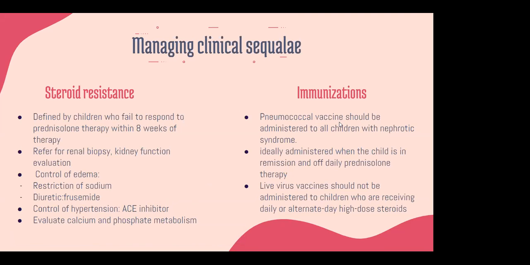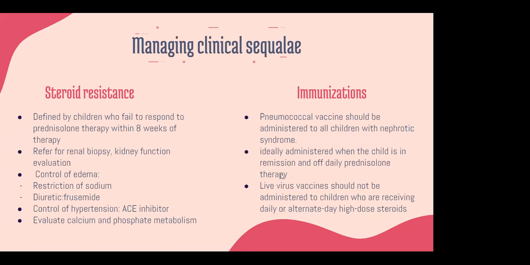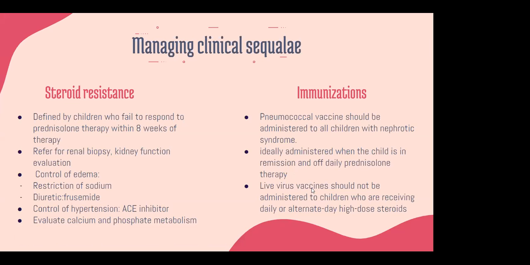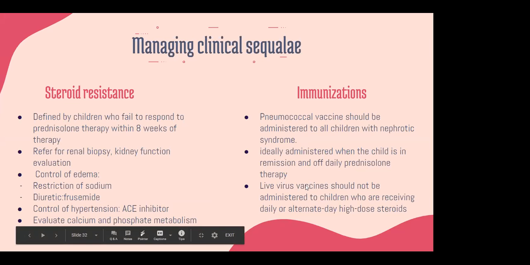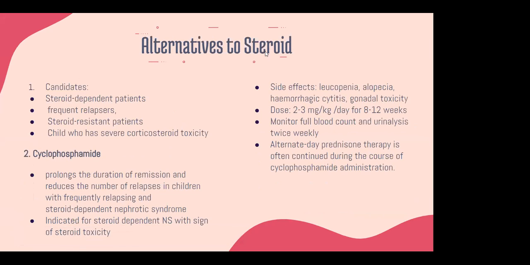Pneumococcal vaccine should be administered to all children with nephrotic syndrome. This is because it is a prevention of invasive pneumococcal disease in children with nephrotic syndrome. Ideally administered when the child is in remission and off daily prednisolone therapy. Live virus vaccine should not be administered to children who are receiving daily or alternate day high dose steroid. Next one is alternative to steroid.